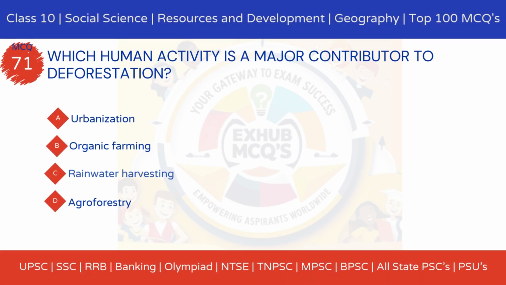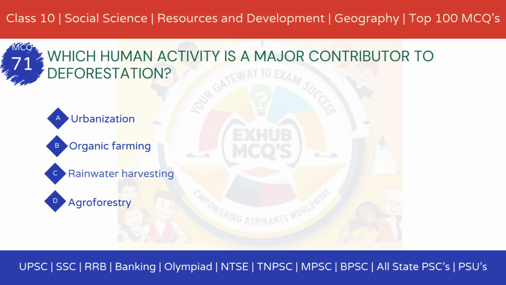MCQ 71. Which human activity is a major contributor to deforestation? Option A, urbanization. Option B, organic farming. Option C, rainwater harvesting. Option D, agroforestry.